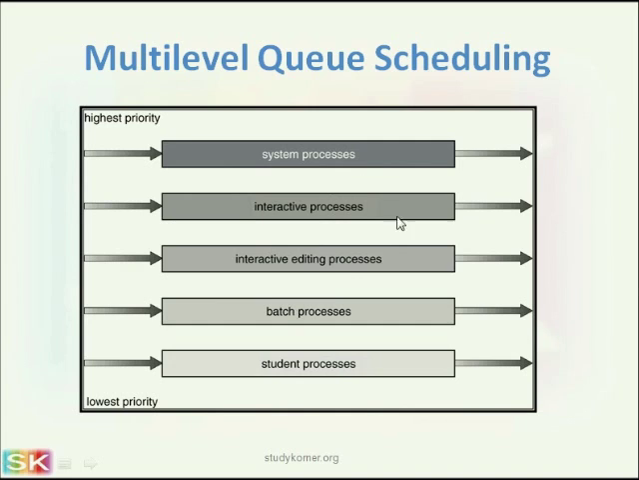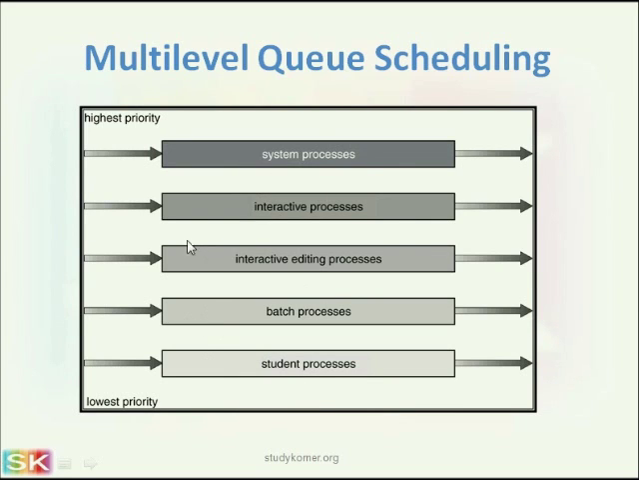Now it is not fixed that we should have the priority in this order only. It totally depends on your operating system implementation: for what purpose or objective you are implementing the operating system, and what target audience you are trying to reach. So it is system dependent which processes will be submitted to which queue with highest priority, and which processes will be submitted to the lowest priority queue.